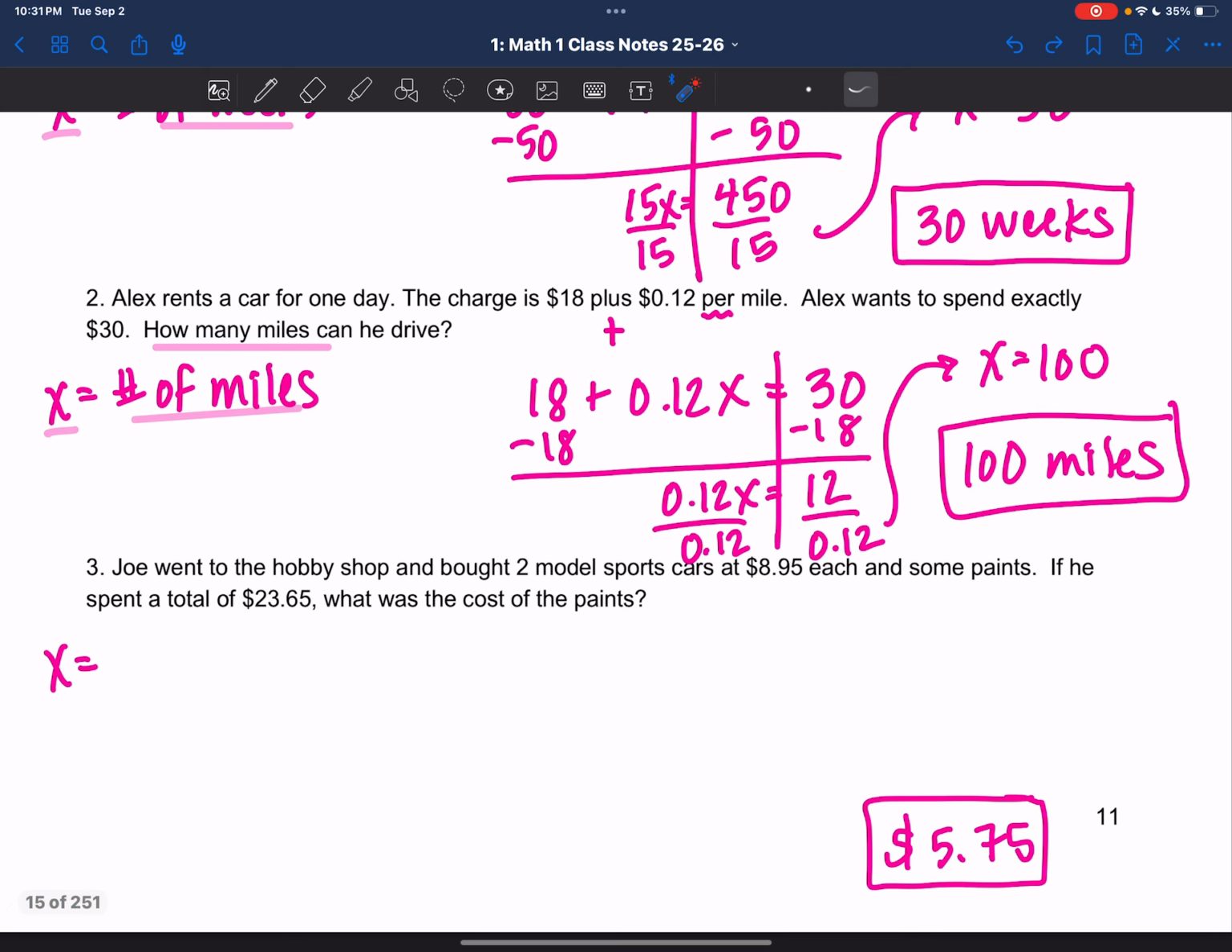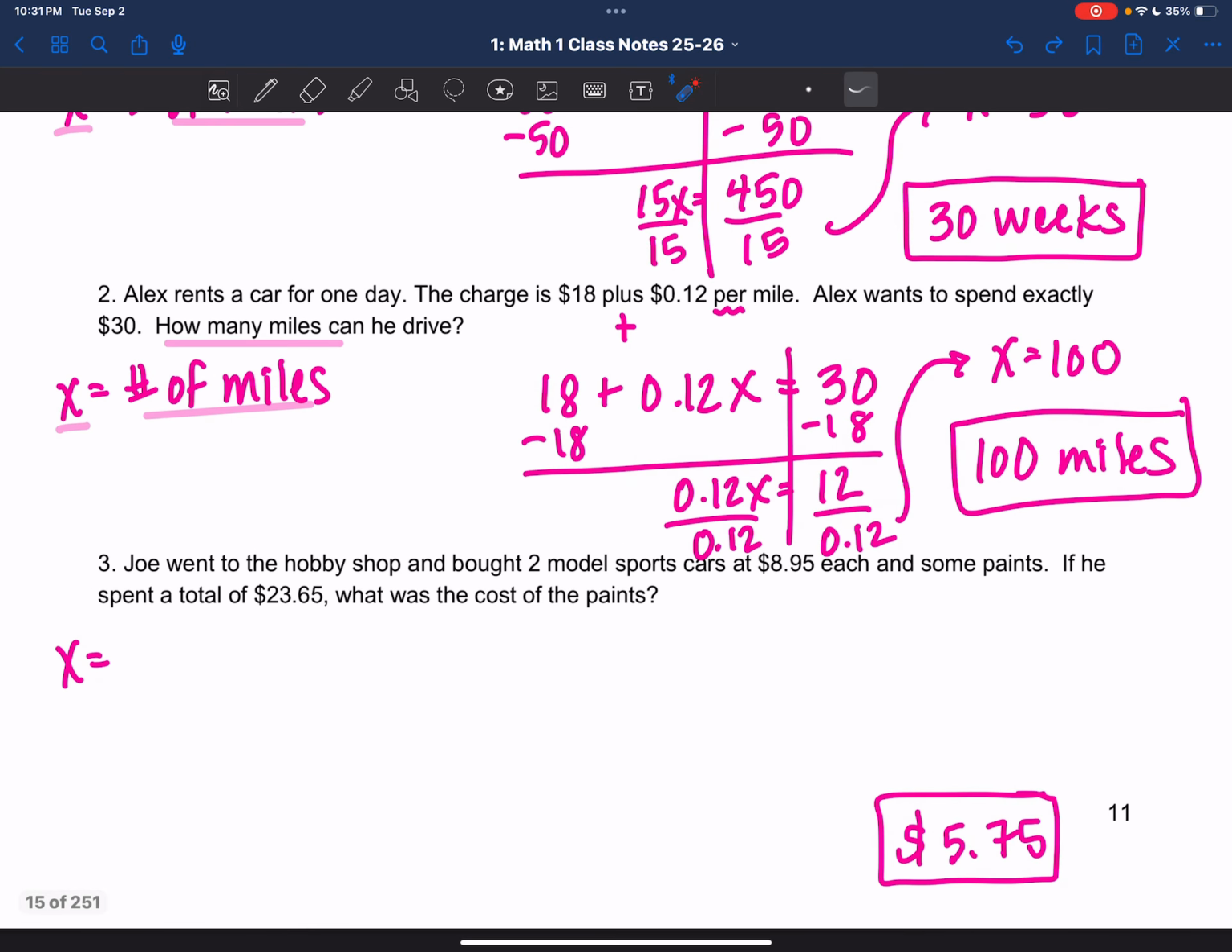All right, here's the next one. Alex rents a car for 1 day. The charge is $18. So just to rent, $18. Plus 12 cents per mile. Well, this is your rate right here because it's 12 cents per mile. So that's your rate. And then he wants to spend exactly $30, so it needs to be equal to 30. So now let's go ahead and get it set up.